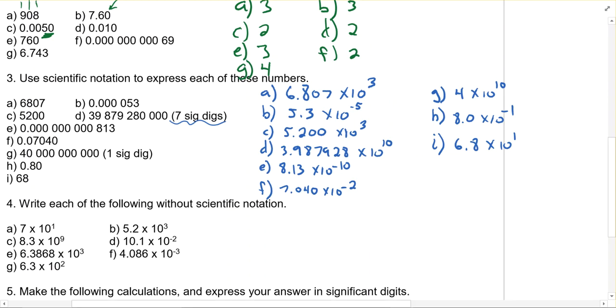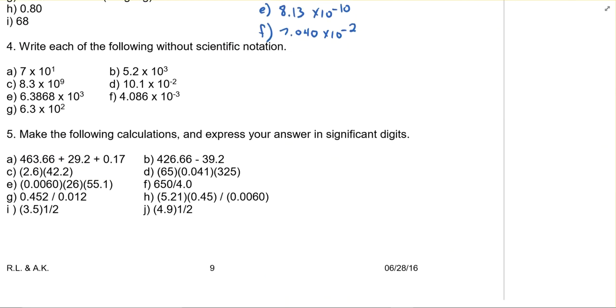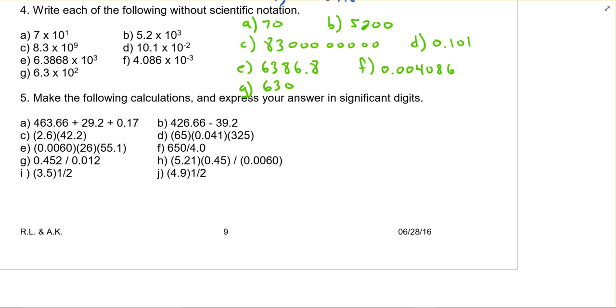And moving on to number 4. Again, I'm just going to pop up the answers here and then you can pause it. Just pause it and take a look at these answers, see if they match up with yours. So number 5, make the following calculations and express your answer in significant digits.